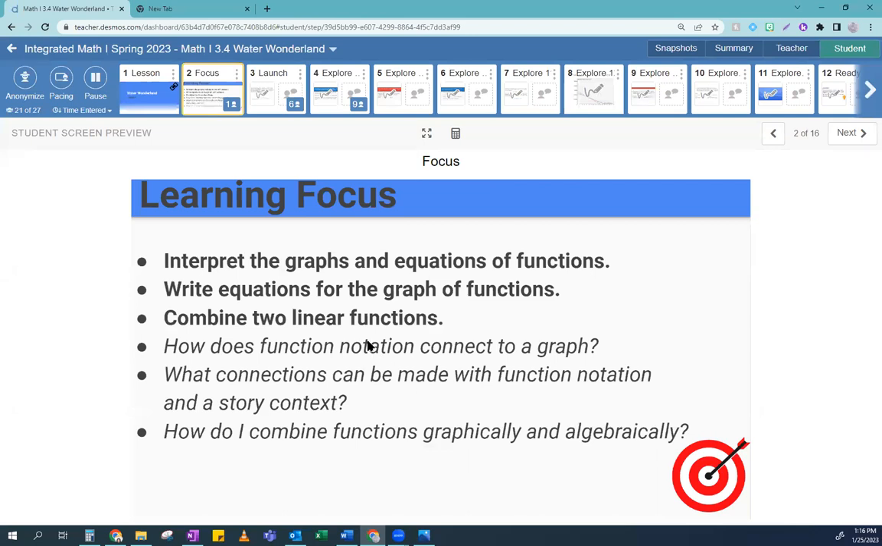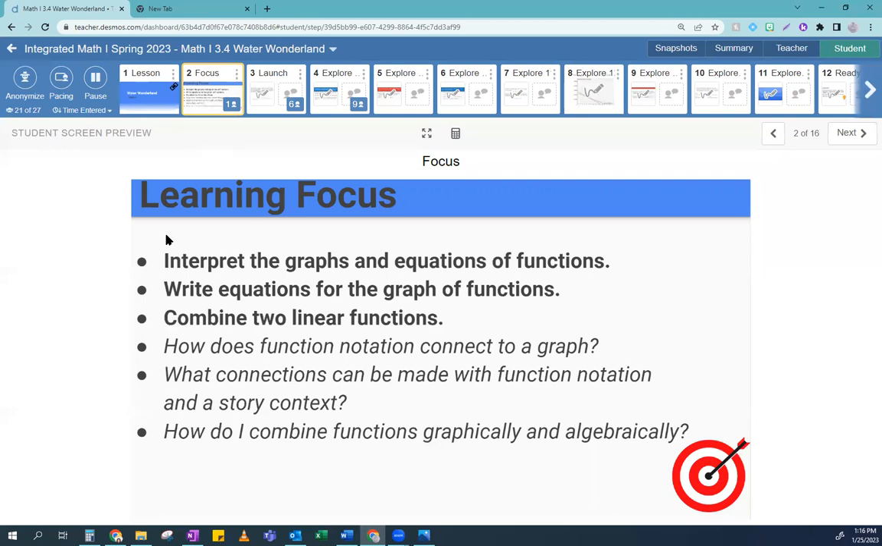Write equations for the graphs of functions. This is something you already know how to do, so that's not new. Combine two linear functions, which means that instead of one function, two functions or two parts of functions are going to make up one function, right? So how does function notation connect to a graph? What connections can be made with function notation and a story context, meaning a word problem? And how do I combine functions graphically and algebraically?